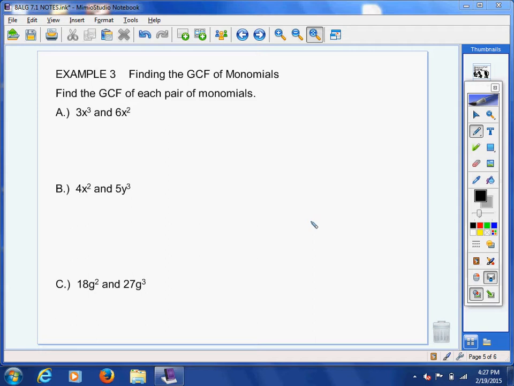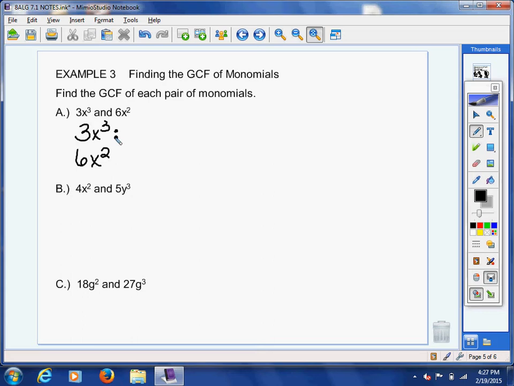Okay? So let's take a look at letter A. This is a great one for us to go over together. I'm going to do A and B with you, and then I'm going to leave C for extra credit, okay? So that gives you another extra credit opportunity. All right, let me just write out 3x cubed, and then underneath it 6x squared. And let's start writing out the prime factors, or the factors of all these numbers here.